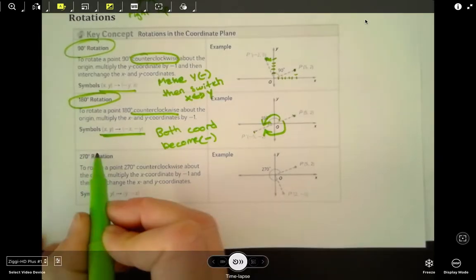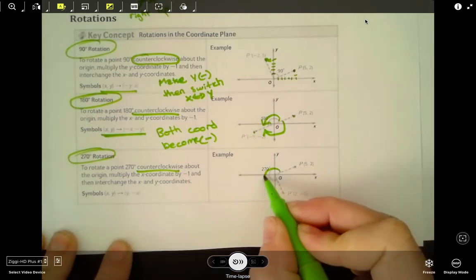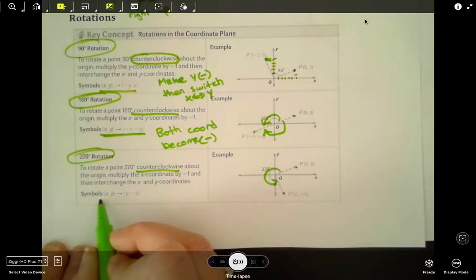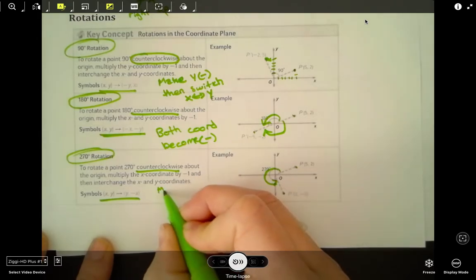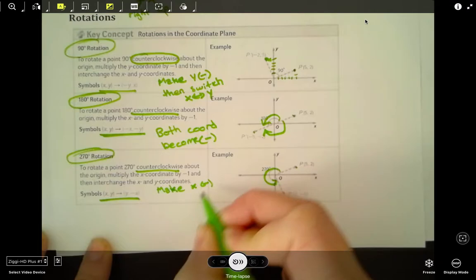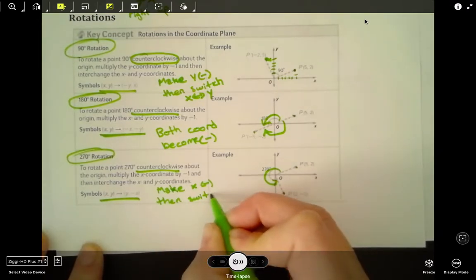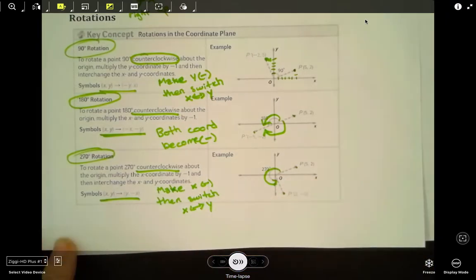The last one is a 270-degree rotation, which is counterclockwise. So this way, this point's going to become down here, all right? And the rule there is what? I like this rule: make the x negative, then switch x and y. Kind of similar to 90 degrees. Then switch x and y, okay?